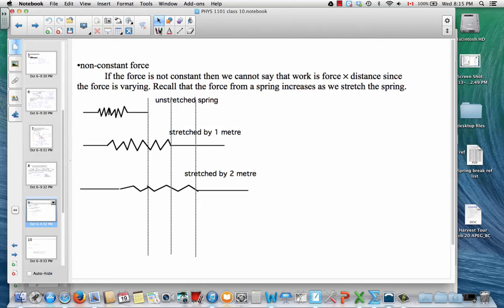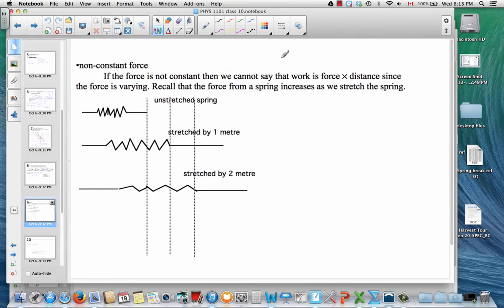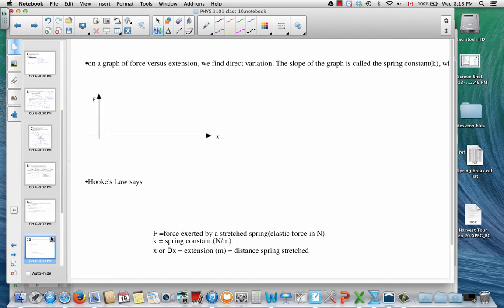Okay, so if we have an elastic force, then it's governed by Hooke's law. So that if we stretch a spring by a meter, and that requires a force F, to stretch it twice as far is going to require twice the force, because the force varies directly with extension. This, of course, is Hooke's law.